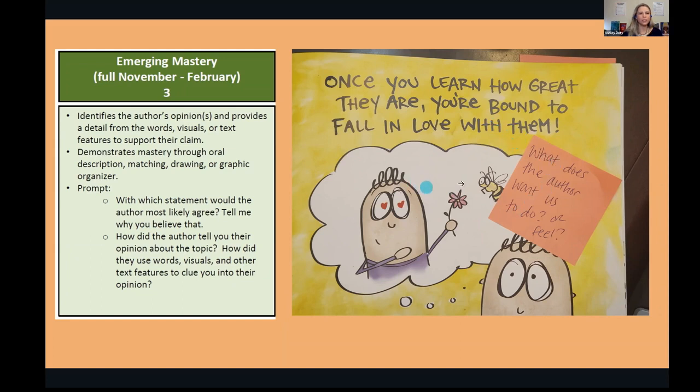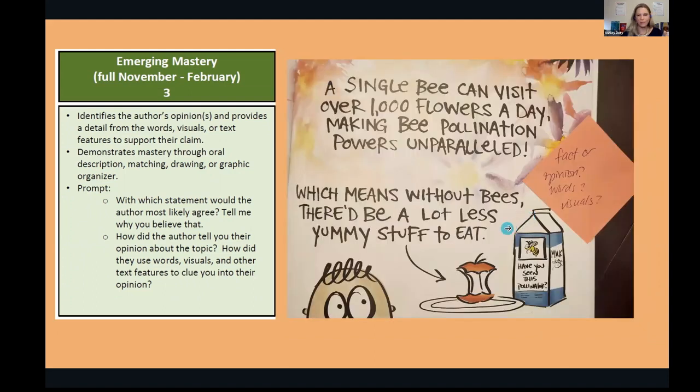Found another spot in the book where the author just says, once you learn how great they are, you're bound to fall in love with them. Okay, so we're getting into author's purpose and opinion here, right? Sort of overlap, which is good. We want our students to see that all these things are connected. So I want to make sure I ask about that.